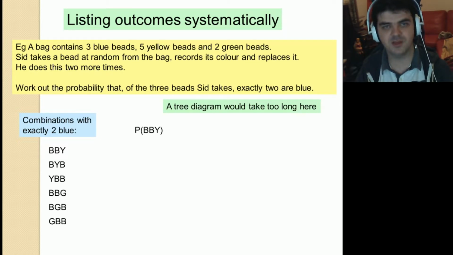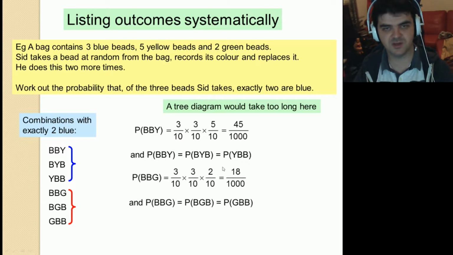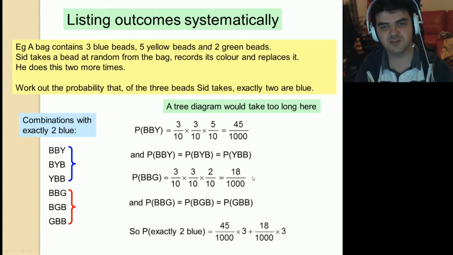Probability of a blue, blue, yellow. Well, the probability of a blue is going to be 3 out of the 10, 3 out of the 10. And then the yellow is 5 out of 10. The other ones are going to be exactly the same because it doesn't matter what order you multiply those in. So they're all going to be 45 over 1,000. And similarly, those 3, when I multiply those together, are all going to be like that. So the probability of exactly 2 blue is 3 times that plus 3 times that, which would give you 189 over 1,000.